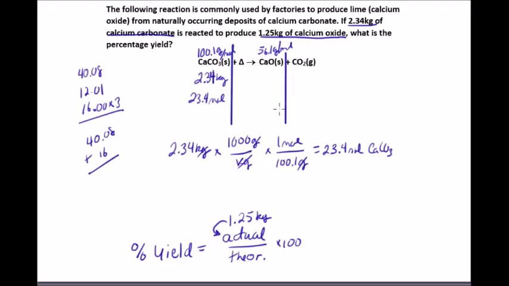Okay, so now that we have moles, we can use our regular stoichiometric ratios, our coefficients, which in this case are 1 and 1, so this one's pretty easy. So if we have 23.4 moles of calcium carbonate, we also have 23.4 moles of calcium oxide. So I can just start with my 23.4 moles of calcium oxide and then convert it back to grams using my molar mass for calcium oxide.